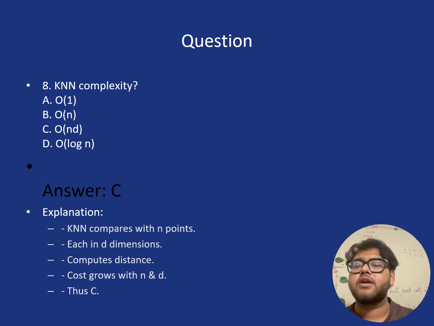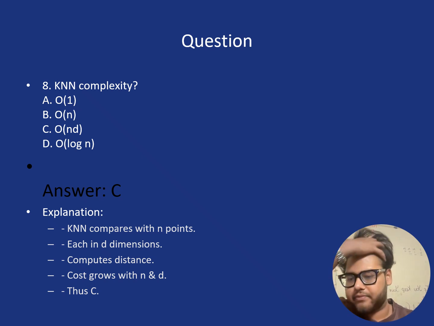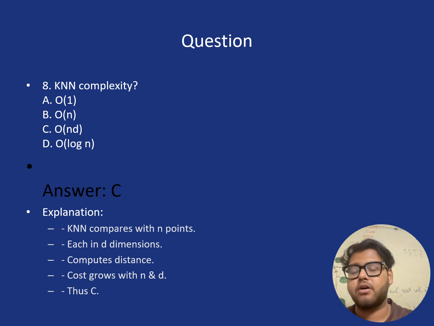Question number 8 is KNN complexity. Options: order of 1, order of n, order of nd, order of log n. So the complexity for KNN is order of nd. KNN compares with n points each in d dimensions, computes distances, cost grows with n and d. Thus the order of nd is the correct answer.